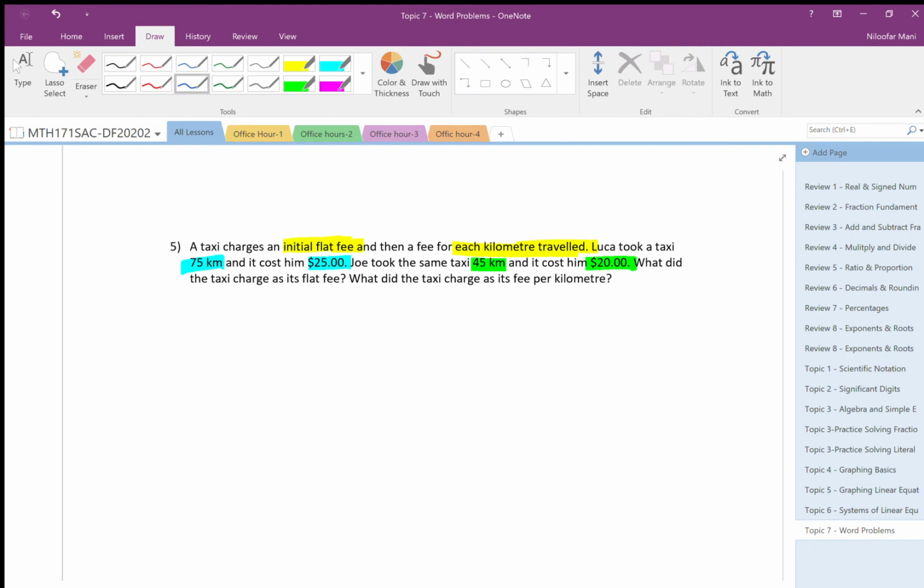You read the question, understand the type. When you read the sentence at the end, it says what did the taxi charge as the flat fee and per kilometer? The last sentence is asking you what, how much, or how many, so it gives you the clue to define your variable. So far it wasn't that hard, we were looking for numbers. But from now we are looking for more things, like, yes, numbers, but we have units for them.